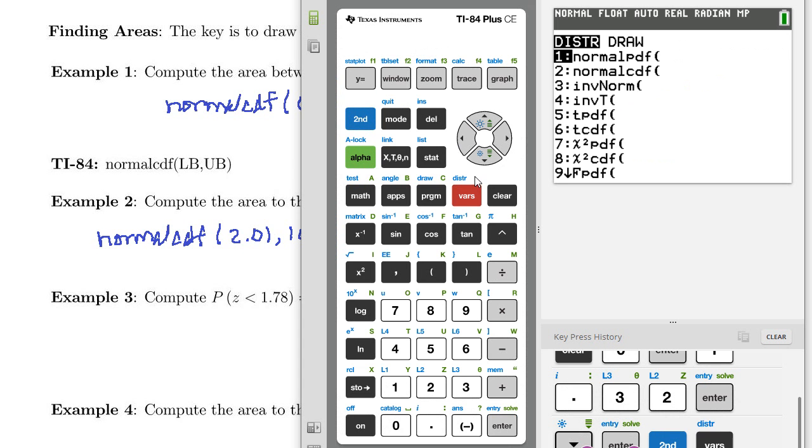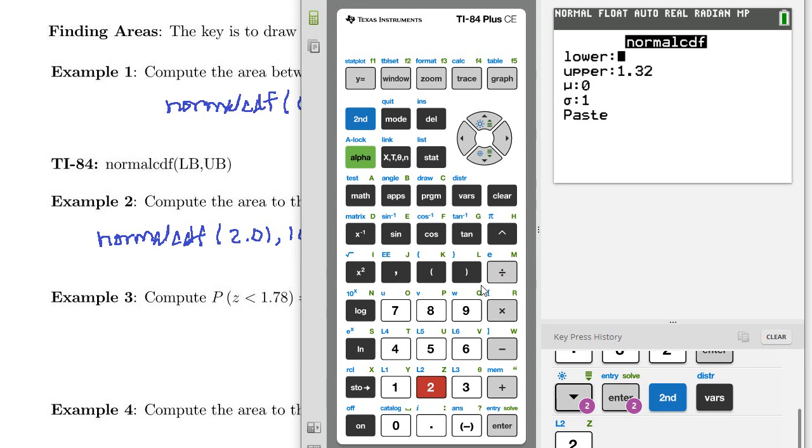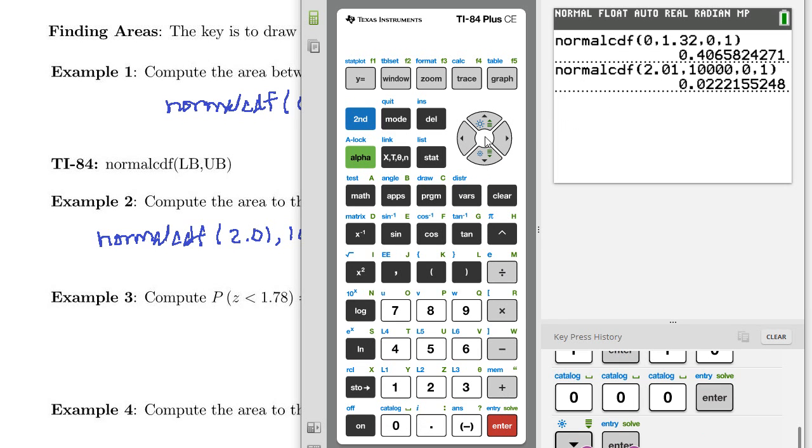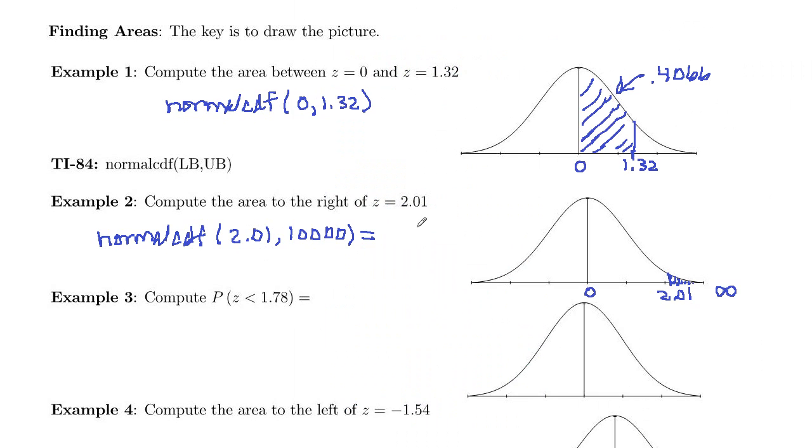So second variables, option 2 for normal CDF. Now our lower is going to be 2.01, and our upper 10,000. And now we can paste and enter: 0.0222. So this little piece of area is 0.0222 or 2.22%, the whole being 100%. So about 2% of the area in here, about 41% in here.